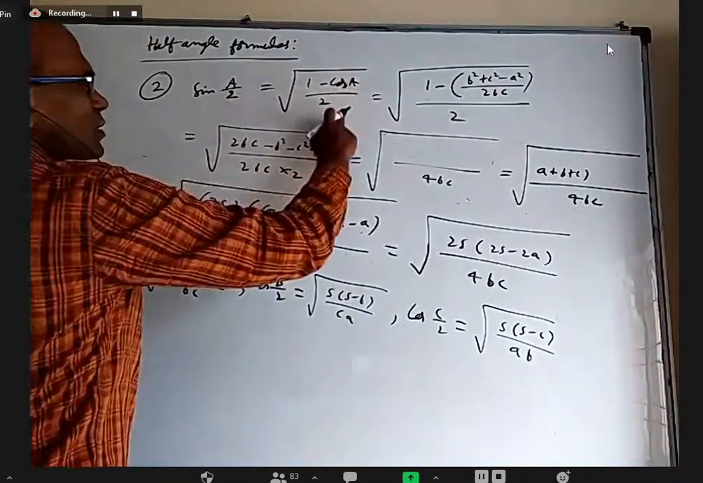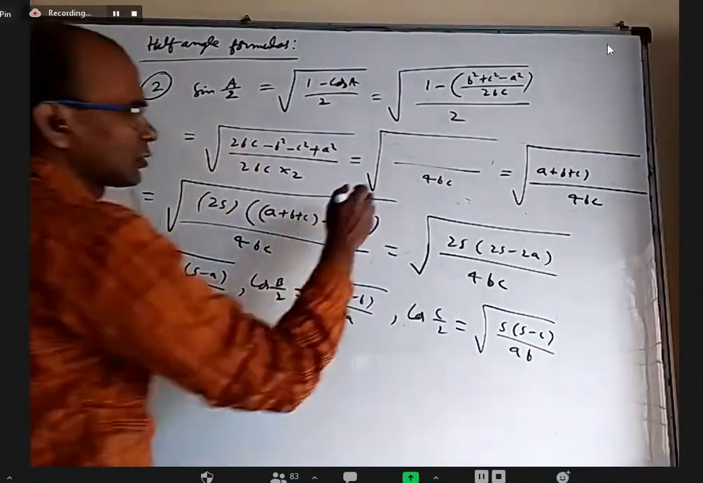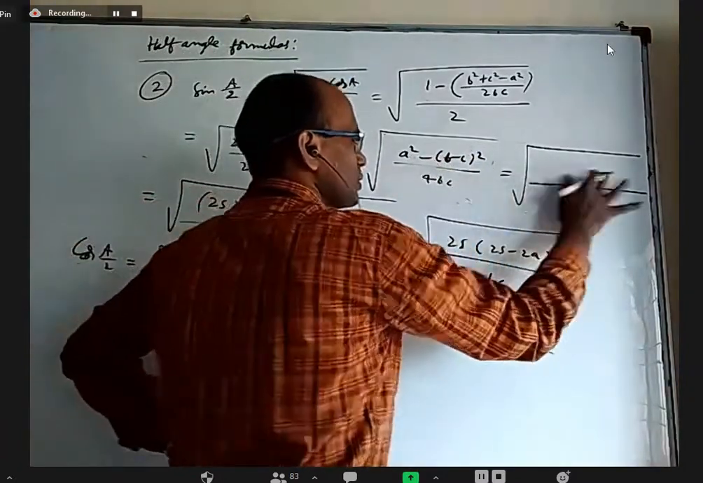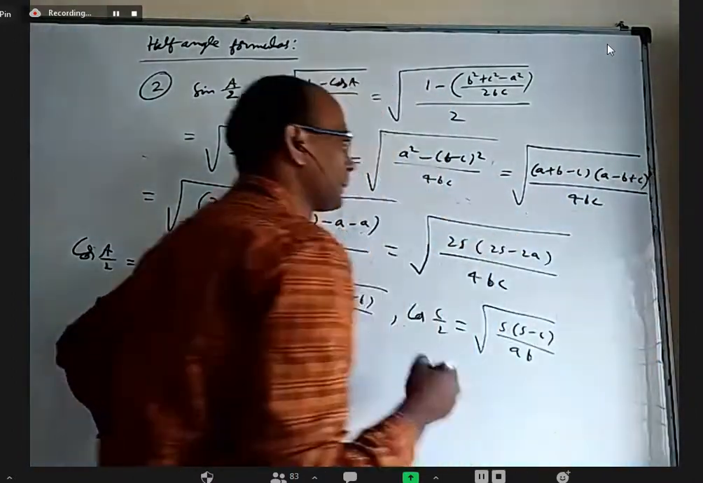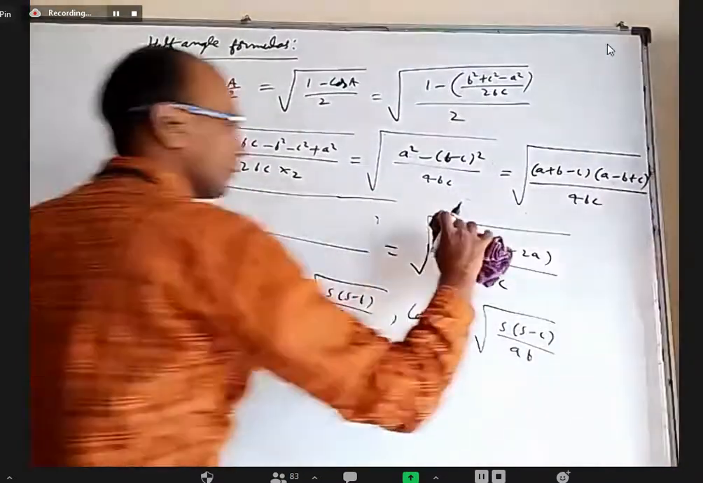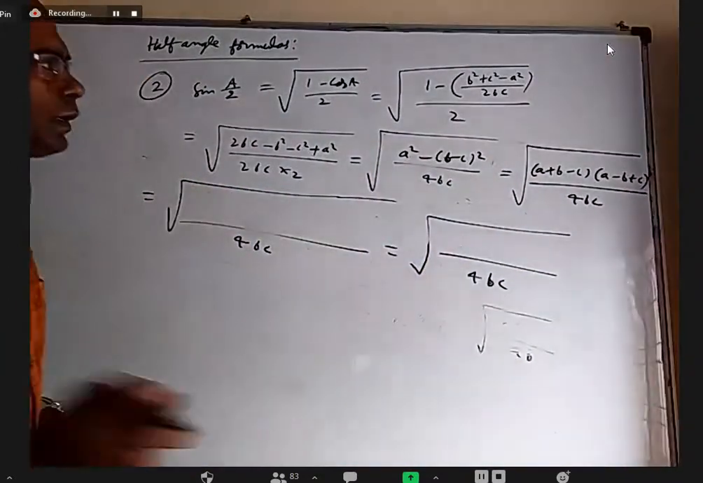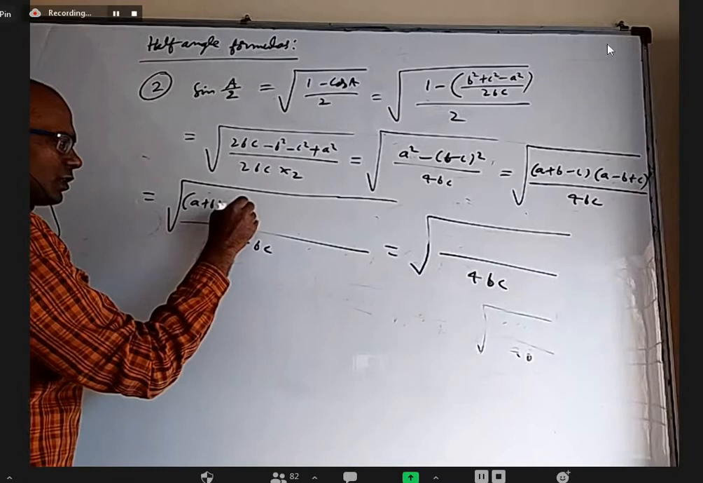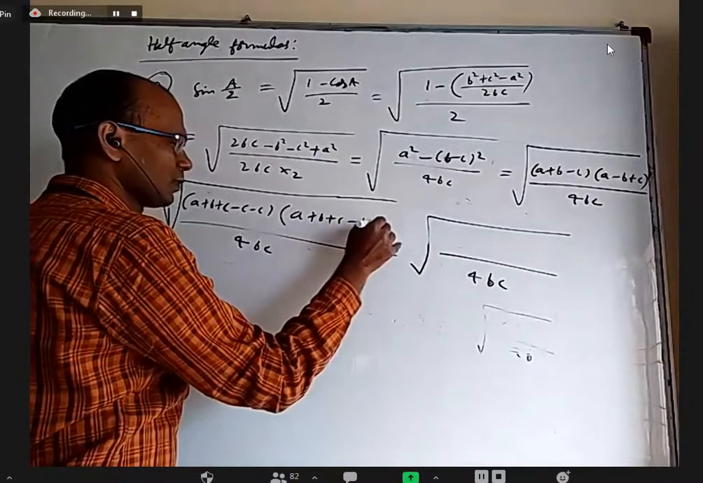Sin A by 2 is (1 minus cos A) by 2. Cosine rule is good. This is fine. I take minus common and get (b minus c) whole square. A square minus (b minus c) whole square, which is (a plus b minus c) into (a minus b plus c). Here I am going to add c and subtract c. That is a plus b plus c minus c minus c. Here I am going to add b and subtract b. A plus b plus c minus b minus b.